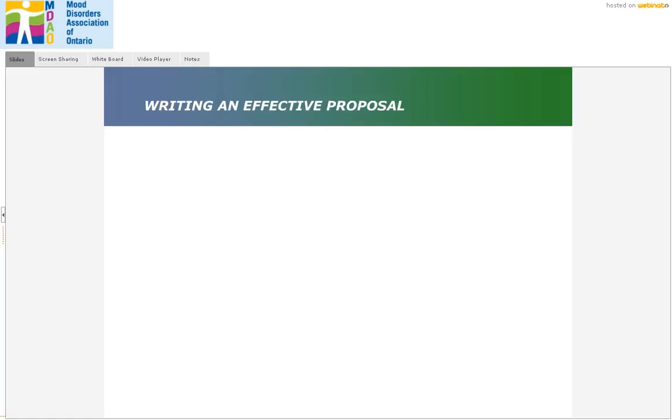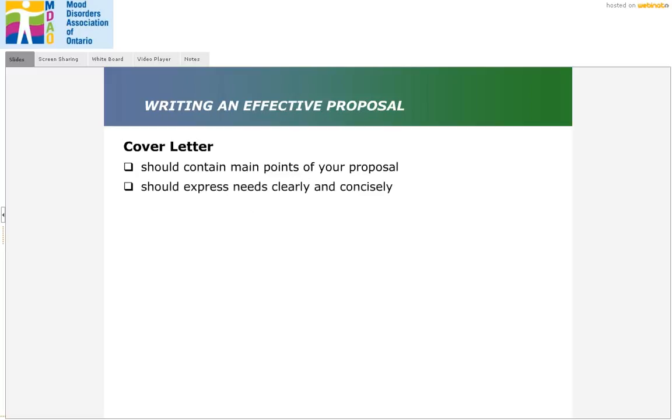So with regard to the cover letter, it's very much similar to the letter of intent. So it should contain the main points of your proposal. It should express your needs clearly and concisely. It should be compelling, and you should be using an active voice and positive language.